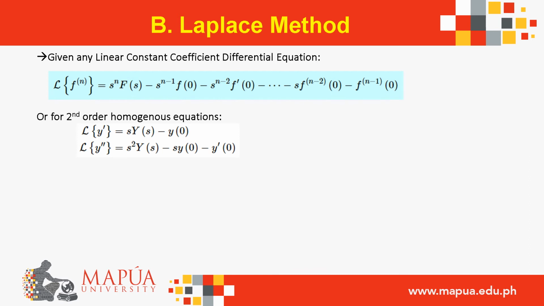Given any linear constant coefficient differential equation, L of y prime is equal to s y of s minus y of 0, and if the condition is L of y double prime, it will be equal to s squared y of s minus s y of 0 minus y prime of 0. As you can observe, the value of s being a variable in the equation will have a decreasing order of exponent, while the value of y in the equation will have an increasing order of differentiation.